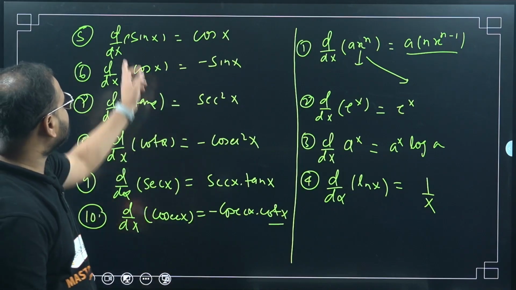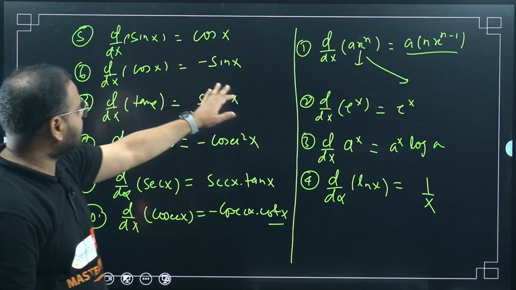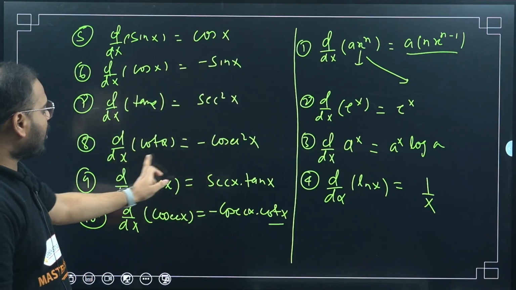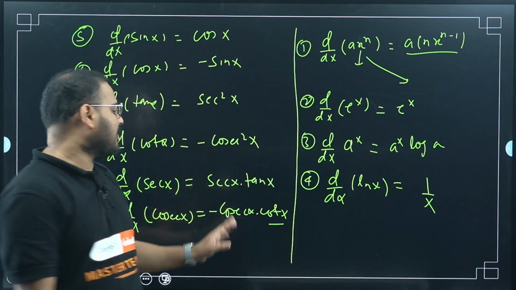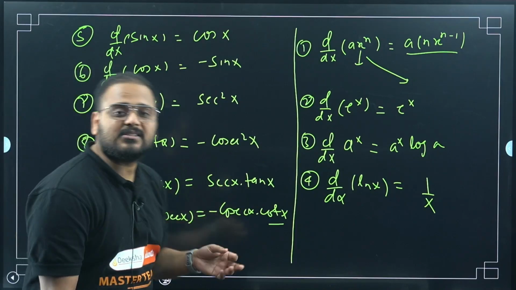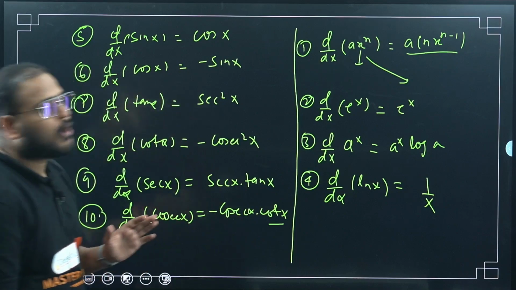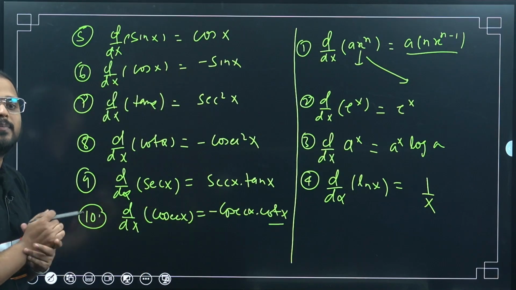So yes, for sine we have cos, for cos we have minus sine, for tan we have secant square, for cot we have minus cosecant square, for sec we have secant tan x, for cosec we have minus cosec x cot x. I hope this is visible. Please have a look.